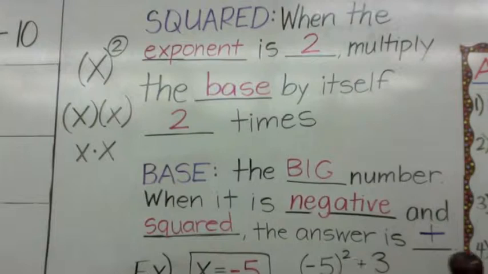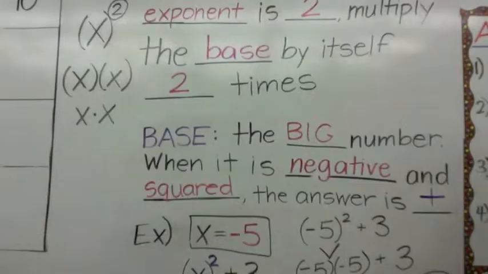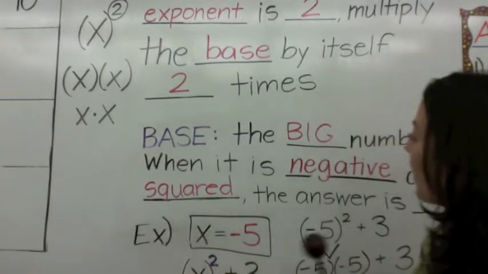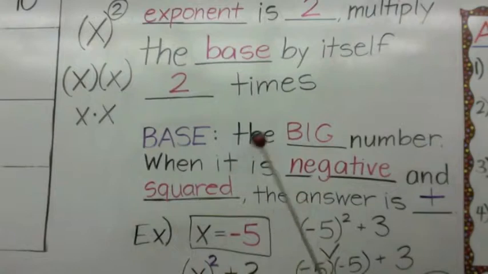Now the base often has a number that you're going to be given, and it's going to be the big number. Okay? So the exponent is the little number and the base is the big number. Okay? Now, when it's negative and squared, the answer is positive.